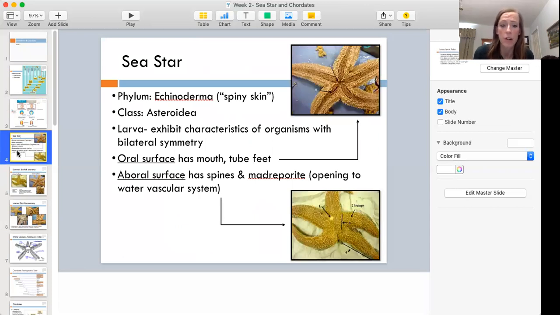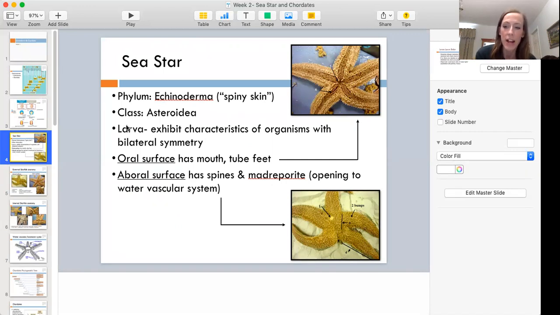And it is a model that we're going to look at for the phylum Echinoderma, which means spiny skin. Echino is spiny, derma is skin. And that makes sense because if you feel the sea star, it does have a lot of spines all over it, okay? And it's in the class Asteroidea.